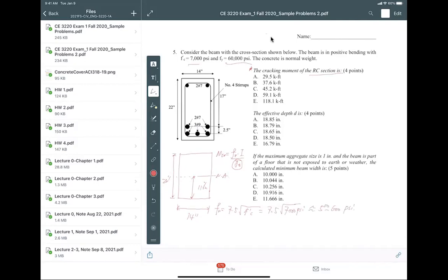So save your calculations. Then the moment of inertia Ig has to be 1/12 b h cubed, so that is 1/12, b is 14 inches, and h is 22 inches to the power of 3. You get some number. Bring all these numbers in, and don't forget yt equals 11 inches. You should be able to find these numbers. I got people finding the number is 46 or something.